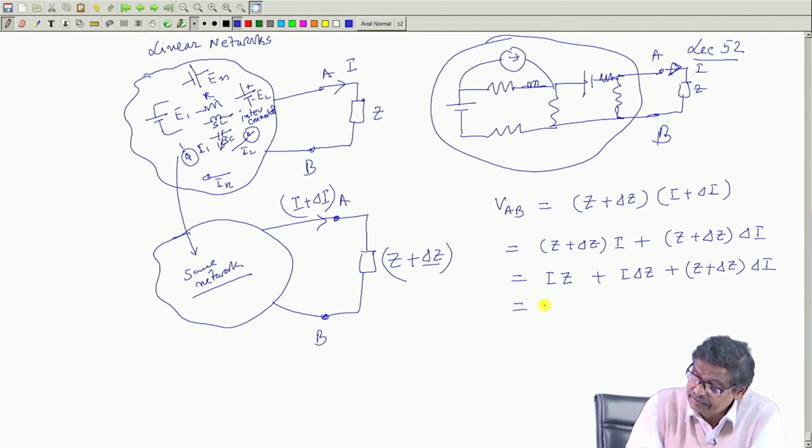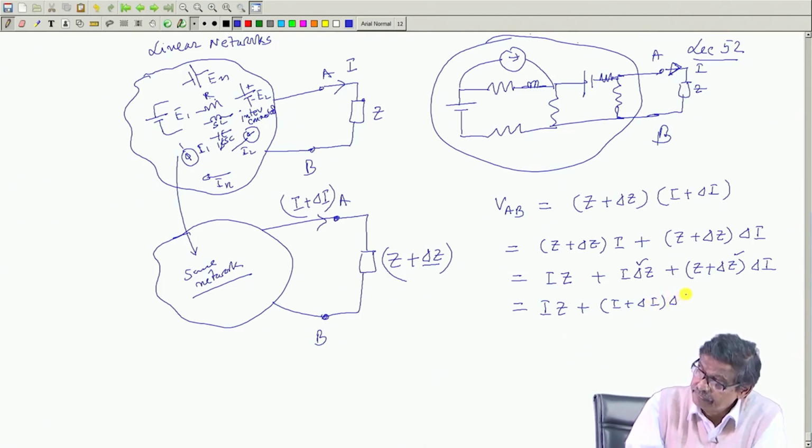Now, what I will do is this: I Z plus this term I into delta Z, and delta Z into delta I. This term I can write as I plus delta I into delta Z, and then plus Z into delta I. Correct? These 4 terms, this way I will write it.